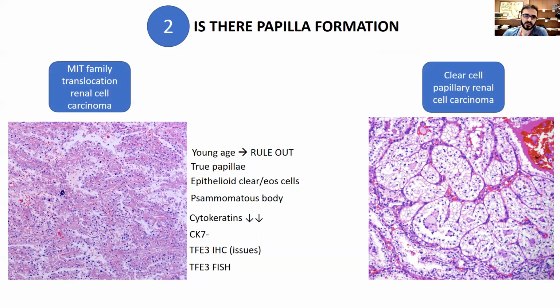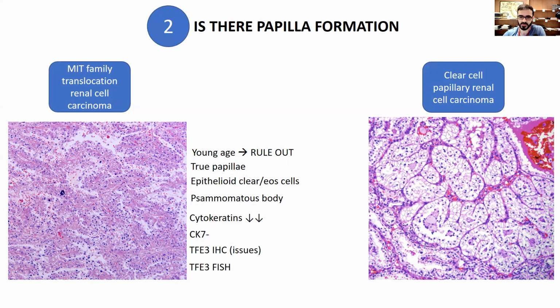Classical features are composed of true papillae, epithelioid clear or eosinophilic cells, and occasionally some psammoma bodies. But please keep that in mind: translocation renal cell carcinomas can look like anything. Cytokeratins, pan-cytokeratins, are reported to be underexpressed or negative, but they can be expressed too. Cytokeratin 7 is more consistently negative than other pan-cytokeratins.